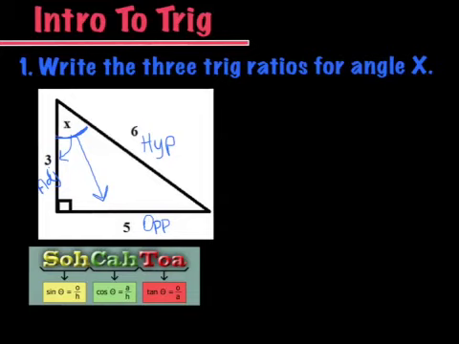So we need to write, I'm not going to put a little answer box because I need some room to write three different fractions. So we need to first find sine of X. Well, sine of X, if you look over here, sine is opposite side over hypotenuse. So it's opposite over hypotenuse.